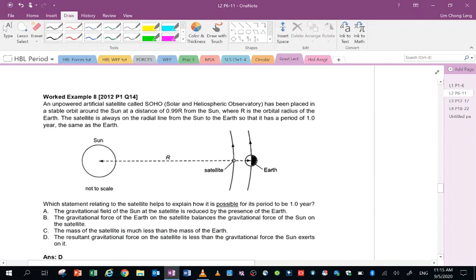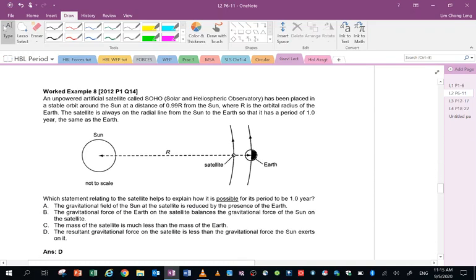Okay, let's look at worked example 8. This is a very special case for a SOHO satellite. SOHO is the Solar and Heliospheric Observatory, a kind of satellite, and this satellite is in between the Sun and the Earth. And why is it so special? This time there are 2 forces acting on the satellite. One is the force due to the Sun. The other is the force due to the Earth. So there are two forces acting.